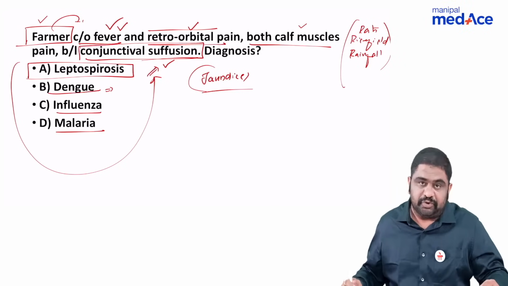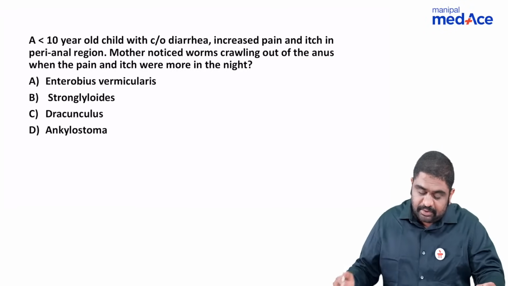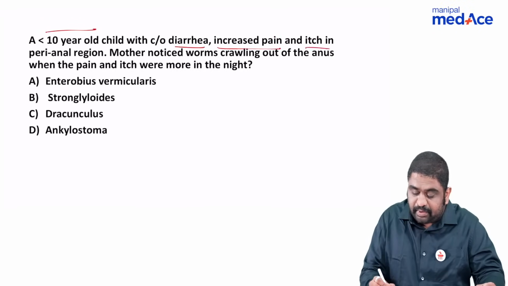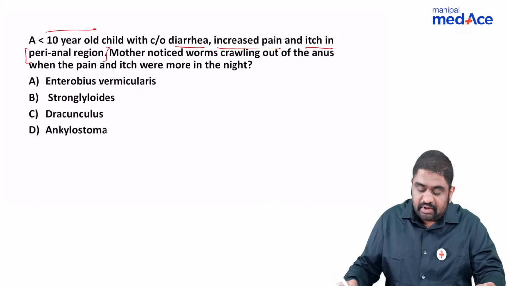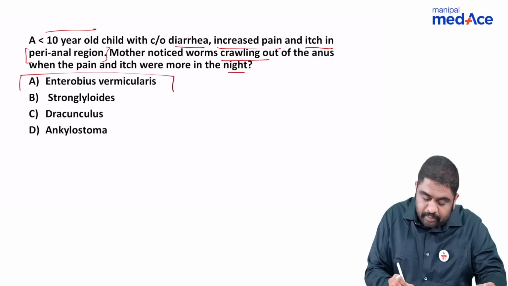case of leptospirosis. Okay, a similar case here: a child less than 10 years old with complaints of diarrhea, increased pain and itch in the perianal region. Mother notices worms crawling out of the anus during the night, when the pain and itch were more in the night, right? So you think of Enterobius vermicularis.